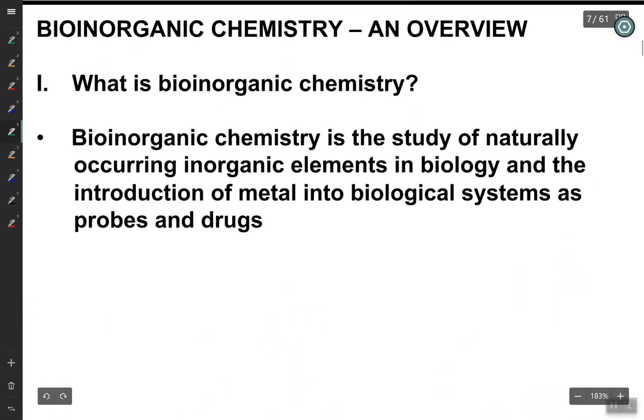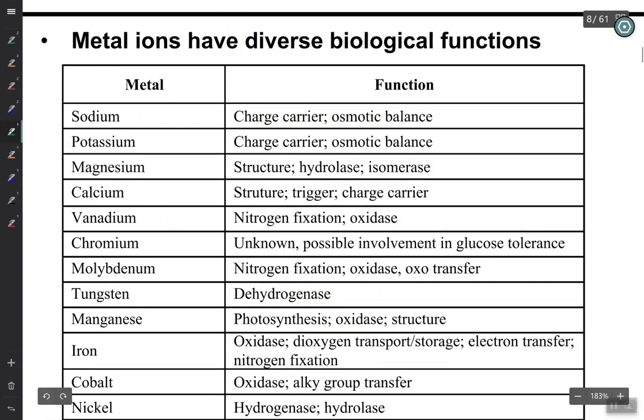But just to start off, what is bioinorganic chemistry? So as the name implies, this study involves the investigation of metals or inorganic elements in the context of biology. So bioinorganic chemistry studies naturally occurring metals, as well as metals that we introduce into the biological system in the form of probe molecules and drug molecules. So we'll see a couple examples of actually all of these cases in today's lecture.